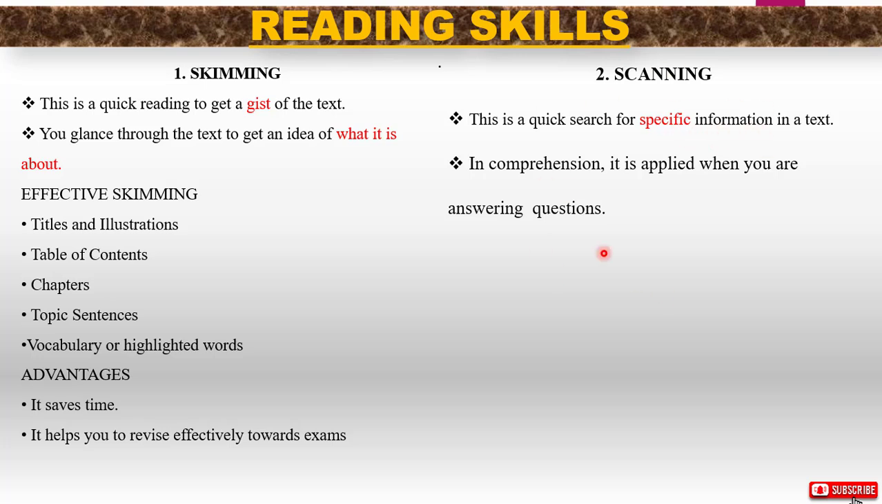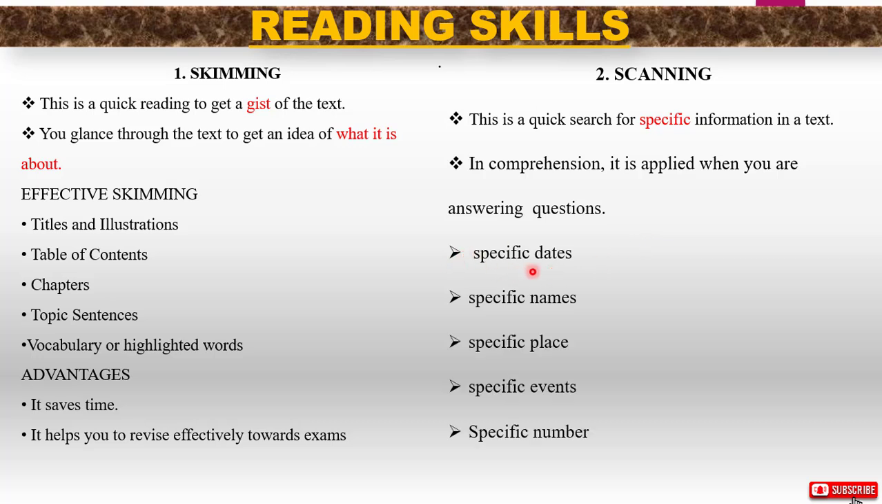Therefore, if you are doing scanning, you will be looking for specific dates, specific names, specific places, specific events, or even a specific number. So the keyword over here is specific. When you are doing scanning, you are looking for specific information. It is also a fast reading technique because it will not waste your time. This is effective whenever you are answering questions in comprehension. You search for specific information that answers your question.